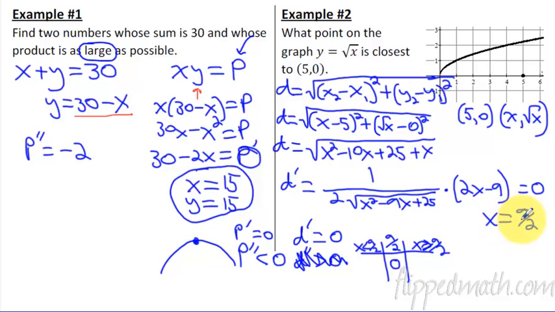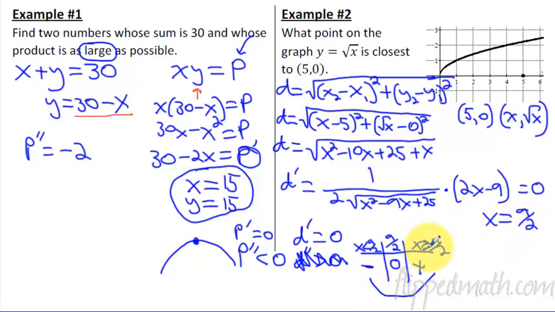So let's plug in a number that's less than 9 halves, like 0. I'm just looking to see if it's positive or negative. If I plug in a 0, I'm going to get a negative number. See, 0 here gives negative 9, and then this thing's going to be positive. If I plug in a number that's bigger than 9 halves, like 100, this whole thing's going to be positive. So if the derivative is decreasing, is 0, and then is increasing, then this is a minimum.